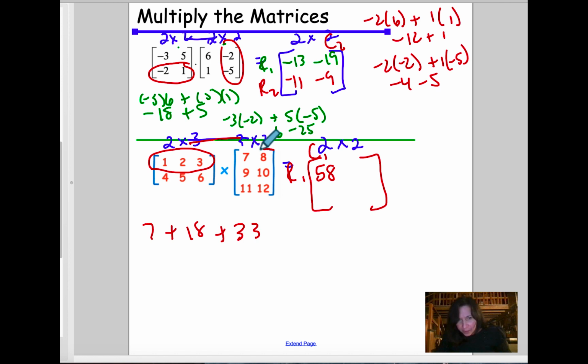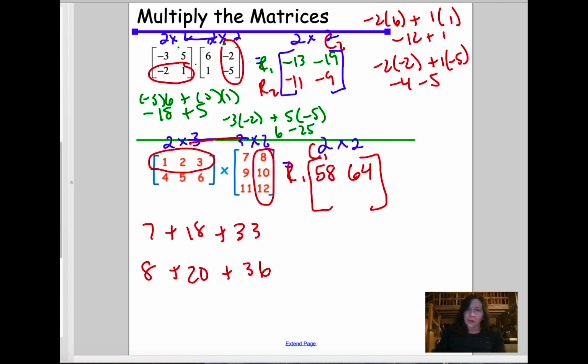So this is going to be this column here. So we're going to go 1 times 8 plus 2 times 10 plus 3 times 12, okay? So what's that? 36, 46, 56 plus 8, 64, and that's going to be this value right here.